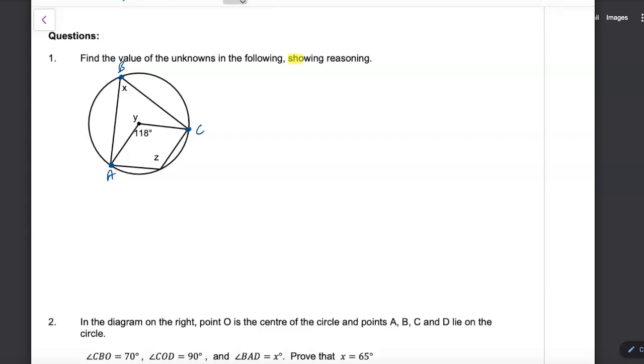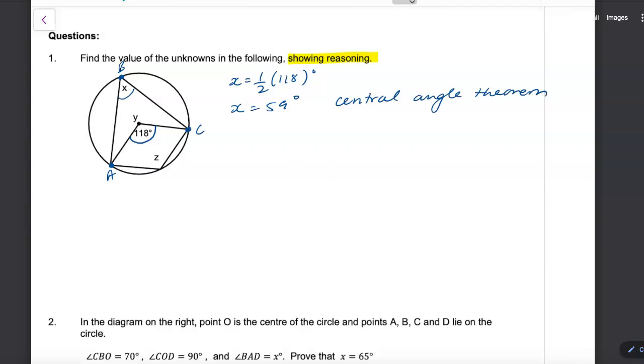Most important, showing reasoning. So I'm going to start with finding X because I can see that it's an angle on the circumference, and I have the angle at the center in that arc. So I'm going to say X is going to be a half of 118. So X is going to be 59 degrees. And my reason for that is the central angle theorem. This tells me the angle at the center is twice the angle at the circumference. So X will be half.